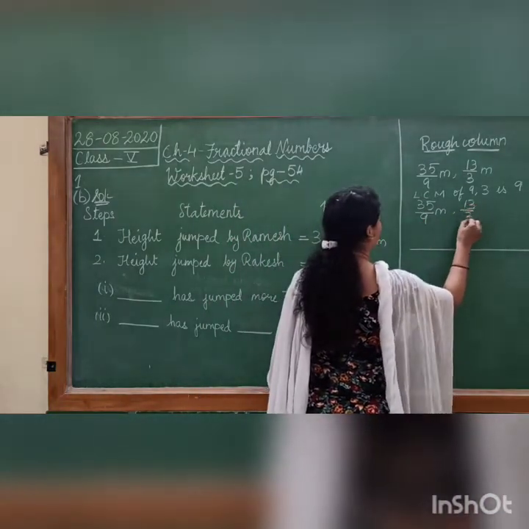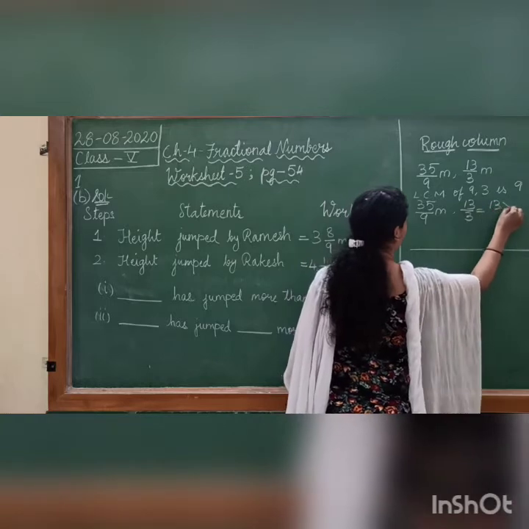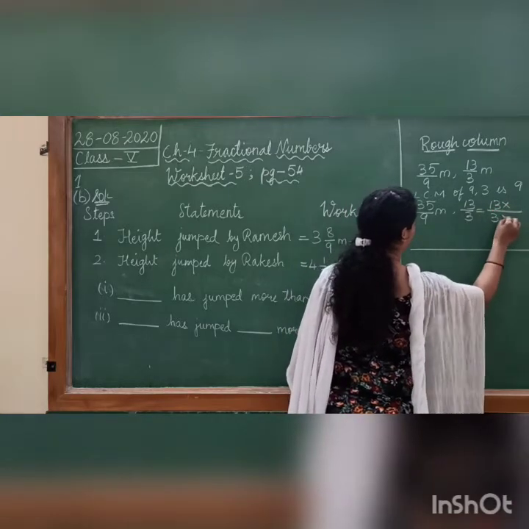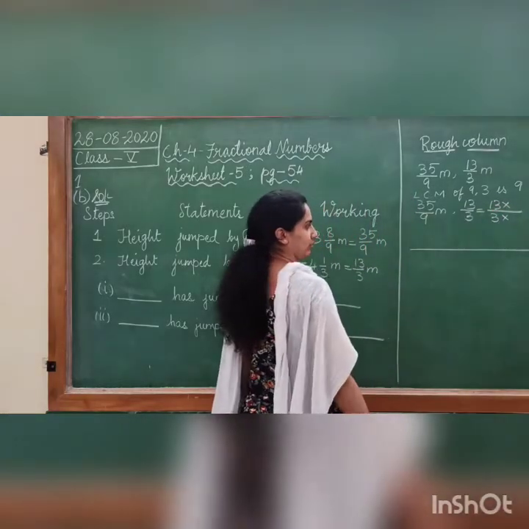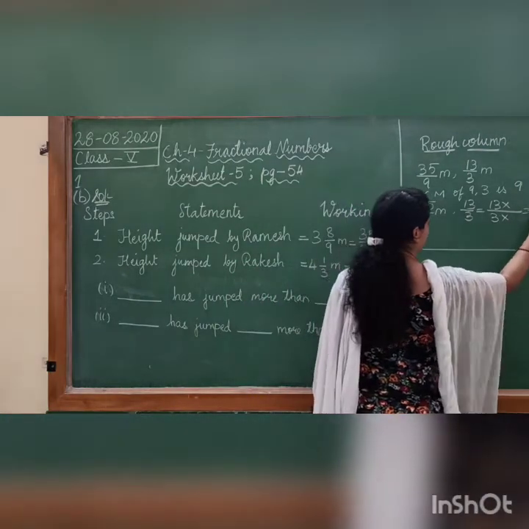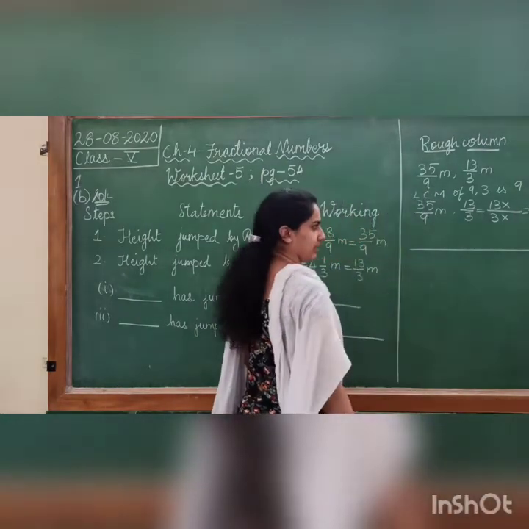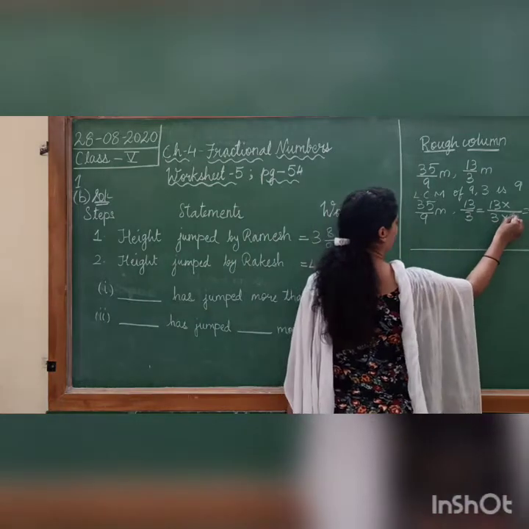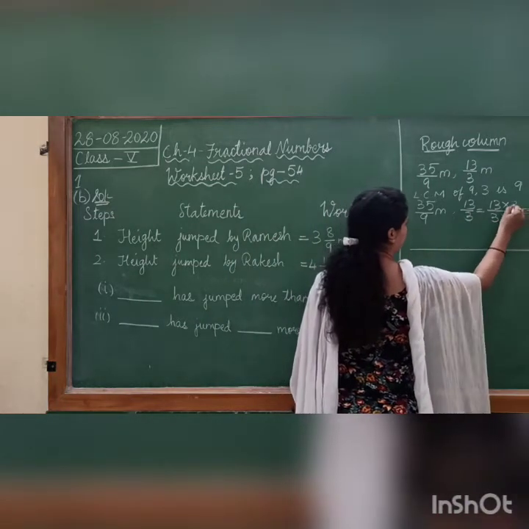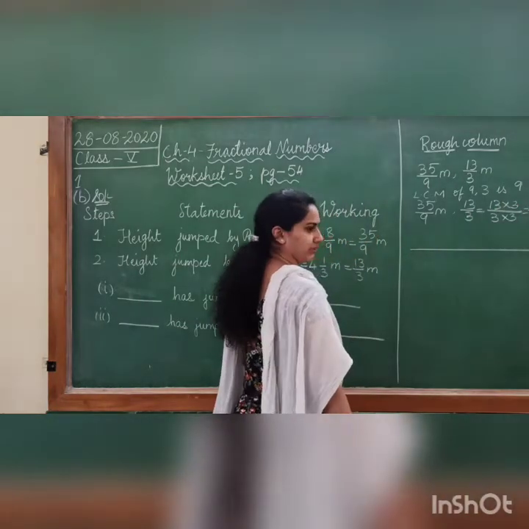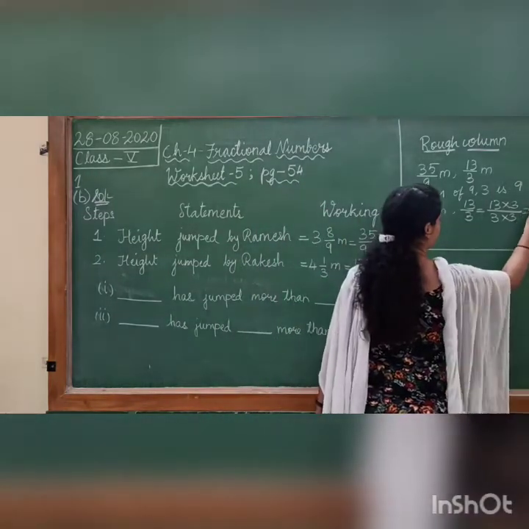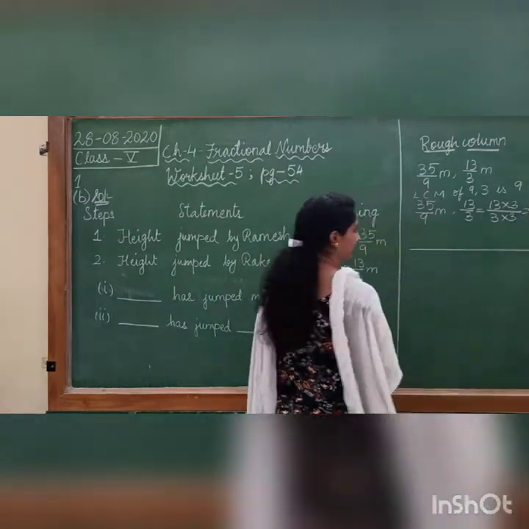13 by 3 should be converted. How do I convert? I have to multiply the numerator and denominator with the same number so that the denominator becomes 9. 3 into 3 is equal to 9. Numerator also has to be multiplied with the same number. So that becomes 39 by 9 meters.